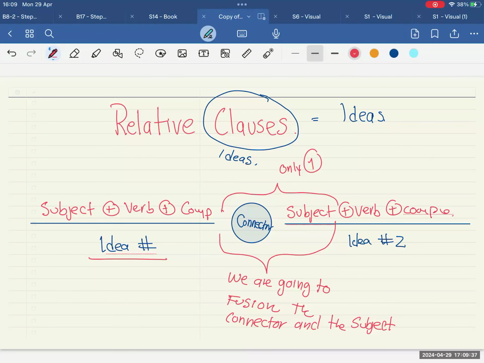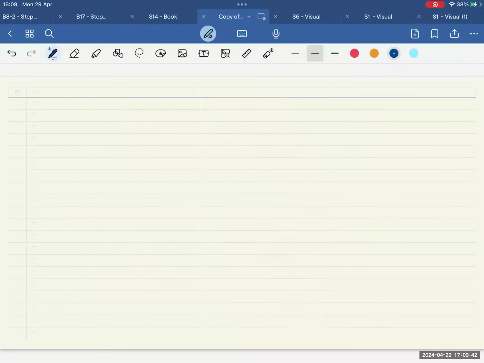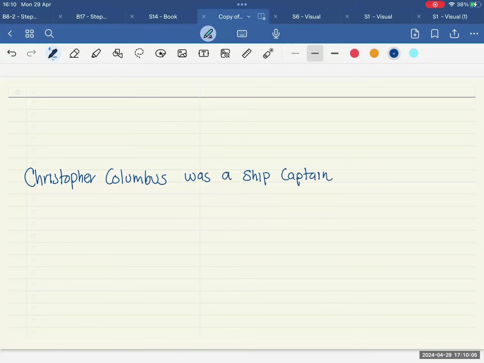So look at the situation, guys. I'm going to say Christopher Columbus, Cristobal Colon, Christopher Columbus was a ship captain. All right. This is my idea number one. Christopher Columbus was a ship captain. We understand that? Yes, right?